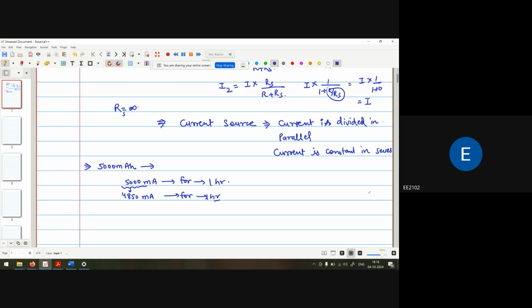Now suppose my resistance is connected in series with the current source. Due to this resistance RS connected in series, does this resistance create any effect on the current value? No, sir. So that means it doesn't matter which type of battery I am using, whether a highly ideal battery or a poor battery. In every scenario, my current should be constant.